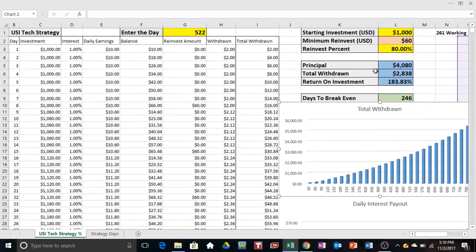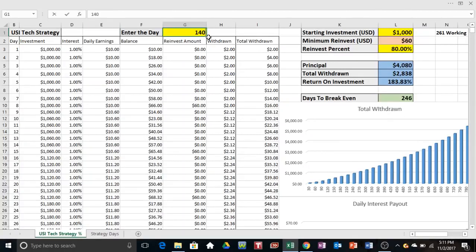This amount right here is your principal, the amount that is your principal balance with USI Tech. Here's your total withdrawn, and here's your total return on investment. This number is the total number of days it would take you to break even if you did a reinvest percentage. This right here is how much money you would have based on the day that you want to find out. So if I wanted to know, hey, 522 days in the future, how much money am I going to have? Well, that's what you put in here. The packages last for 140 days.